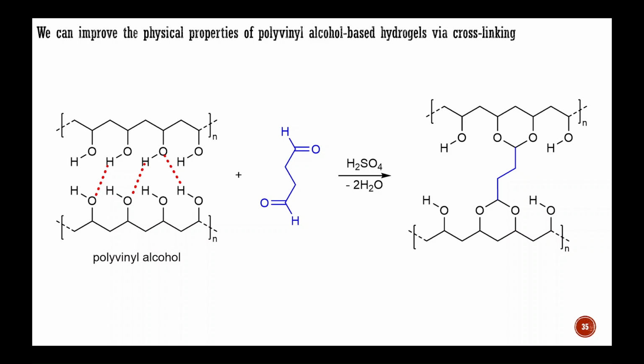This cross-linking process enhances the mechanical strength and durability of the hydrogel while preserving its high water content. As a result, the contact lens becomes more robust and better able to withstand everyday use without losing its comfort and flexibility.